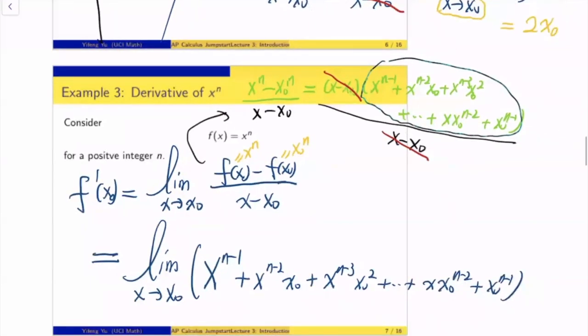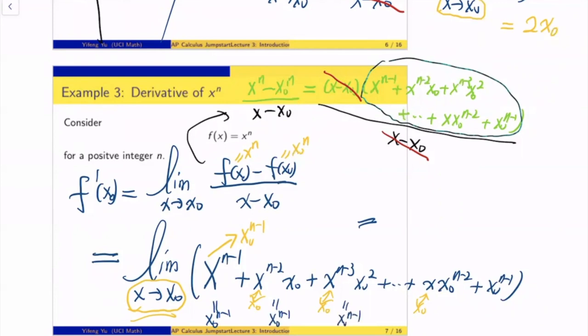Now you see when x approaches x zero, what's this one? Obviously, this one will go to x zero to the n minus one. Now this one will go to x zero. So just replace x by x zero, because that's what the limit says. And then what do you have? Each term will just be x zero to the n minus one.